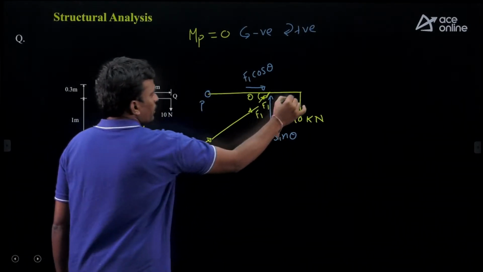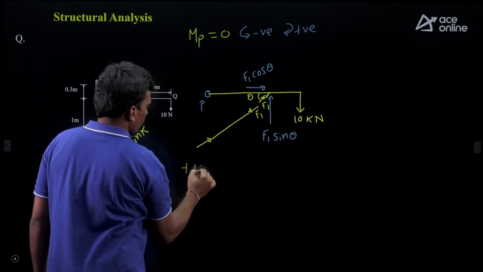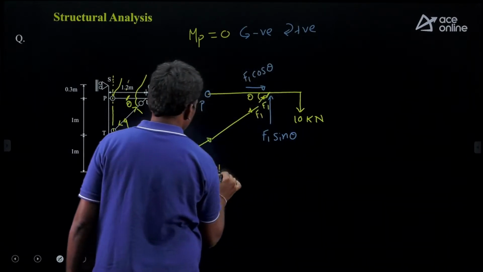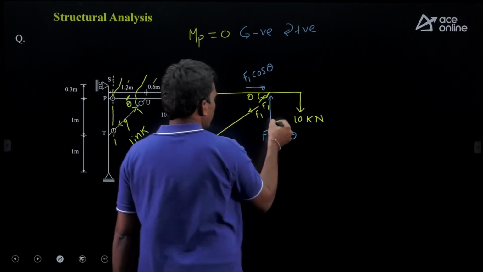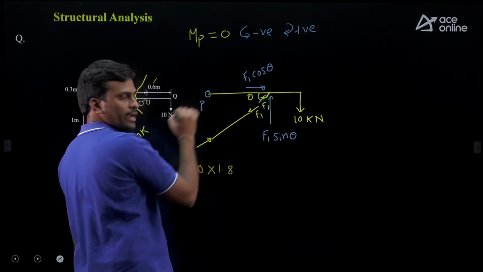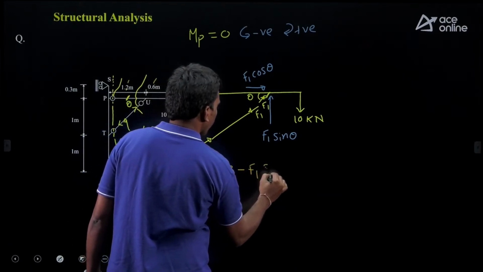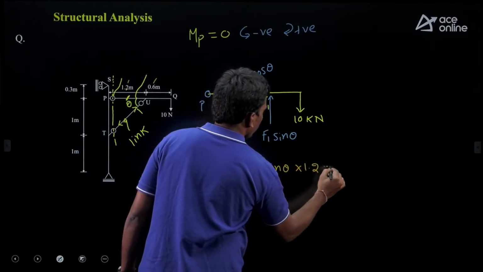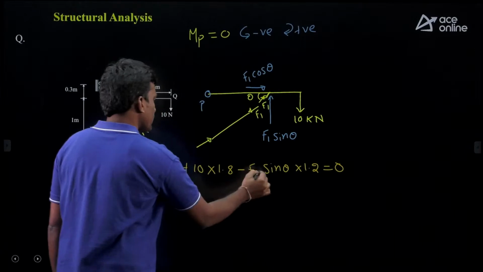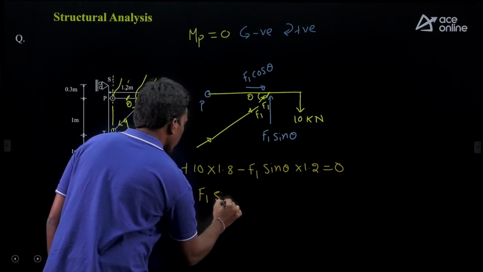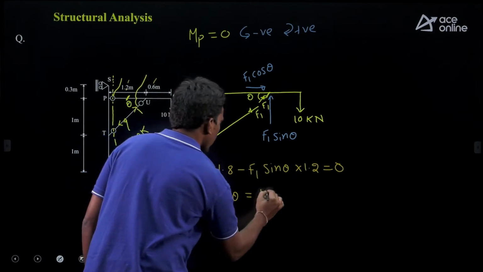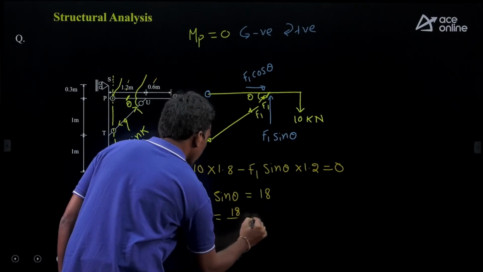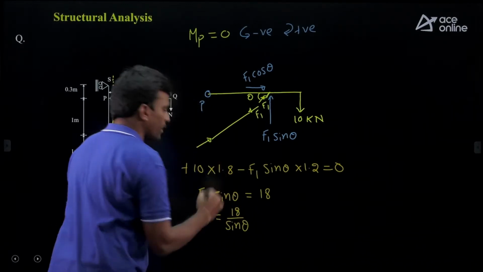Now this 10 is clockwise, so plus 10 into the perpendicular distance, this is 0.6 and this is 1.2, then this is 1.8. Then this F1 sin theta is anti-clockwise, so minus F1 sin theta into the perpendicular distance 1.2 equals 0. So from this equation we get F1 sin theta equals 18, then F1 equals 18 divided by sin theta.